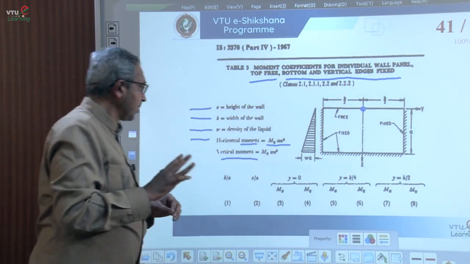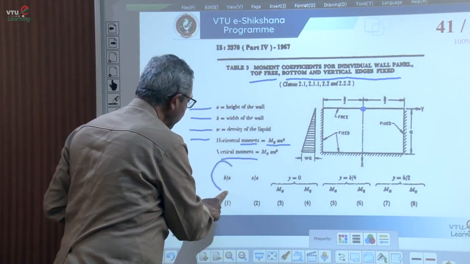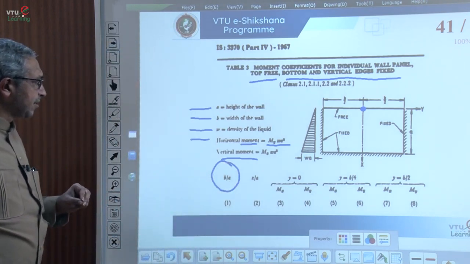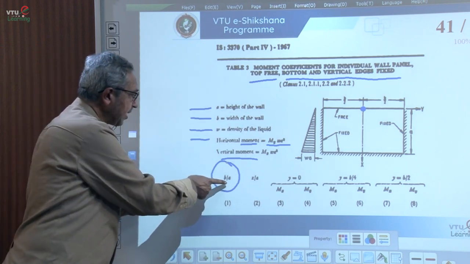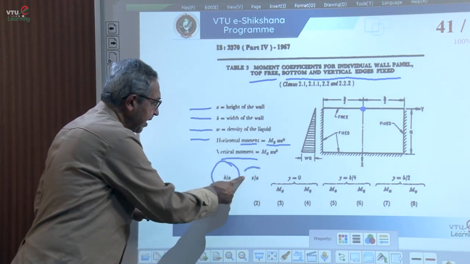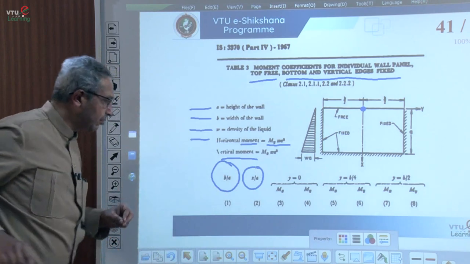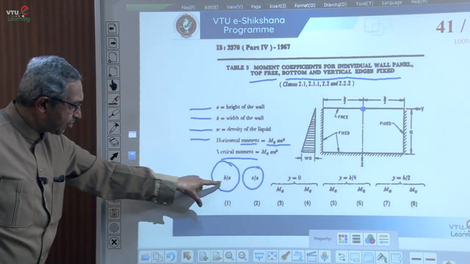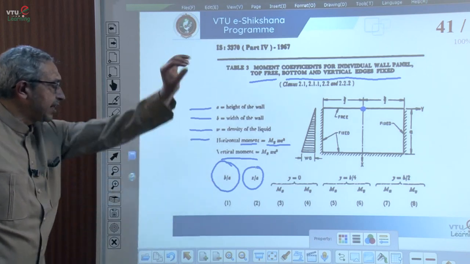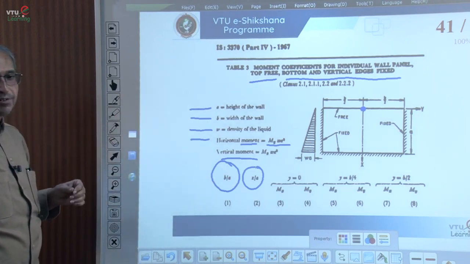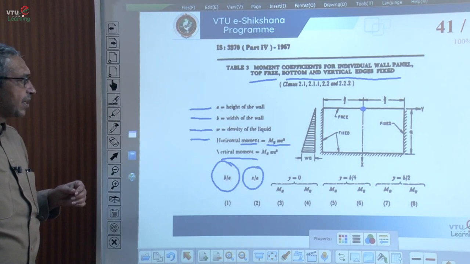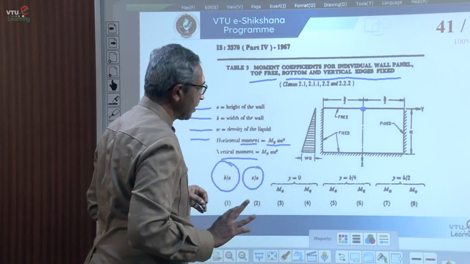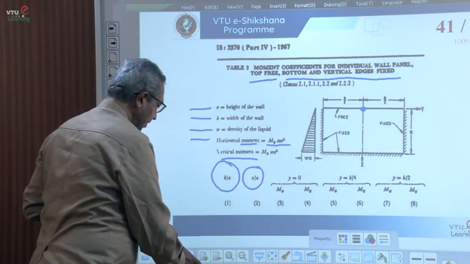So we are referring to a ratio called b by a. So the ratio of b by a and x by a. We often refer to these two ratios, that is b by a and x by a. We refer to the ratio b by a to locate which direction or which coefficients we must refer for our particular case. And again, the water pressure is a triangular water pressure which is acting, as shown in the figure. Next slide.